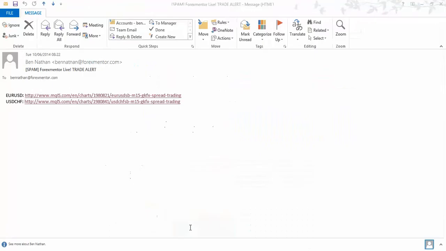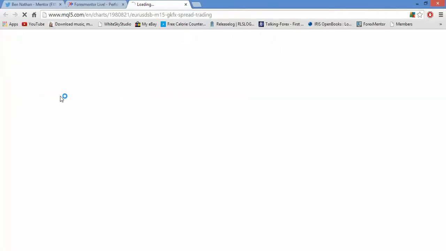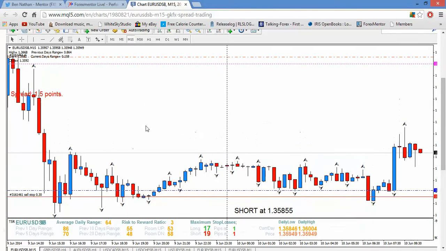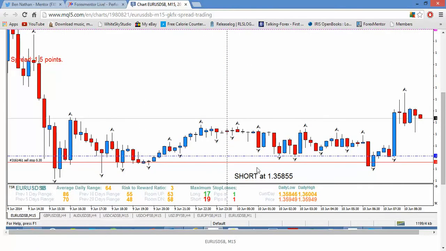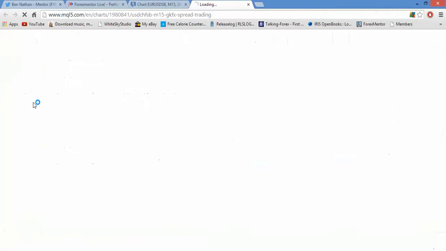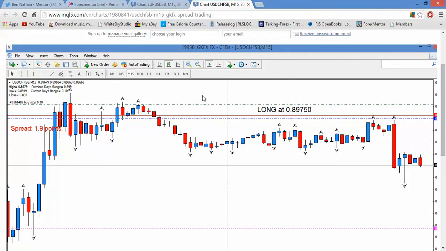So let's go over to those trade alerts. As you can see, the important thing to know is they came through to everybody's inbox at 8:22 a.m. this morning. And there were two setups. There's a euro dollar and the dollar Swiss. Now both of these setups could be viewed in a video presentation. That's the London presentation in the members area. But just to give you a quick idea, we called the euro dollar going short at 1.35855. And then the other trade alert, and again this is the exact same format as you'll see them come through yourself, was to go long on the dollar Swiss at 0.89750.